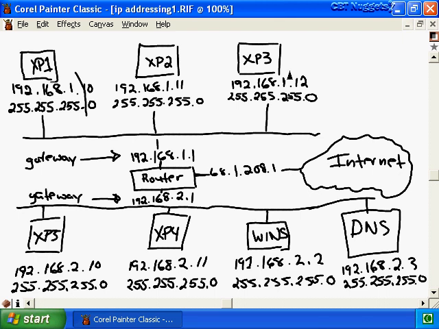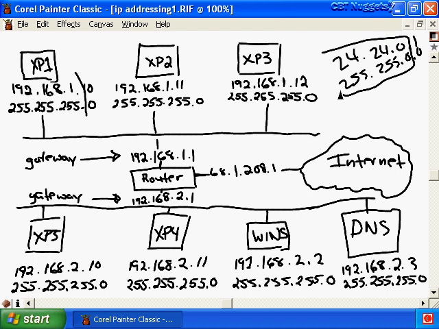In contrast, if XP1 is trying to access a computer at the IP address of 24.24.0.1 with a subnet mask of 255.255.0.0, we're comparing now the network of 192.168.1 with this difference right here. So we see an obvious difference in the network, which means now that in order for XP1 to connect to this computer, we're going to have to send that information through our assigned gateway in order to access that computer.